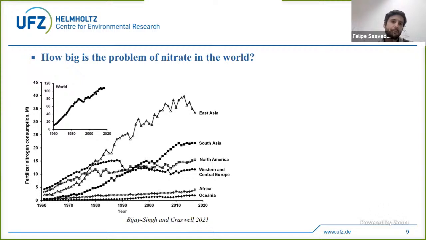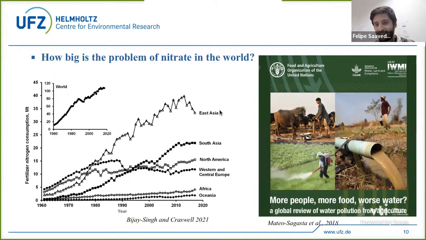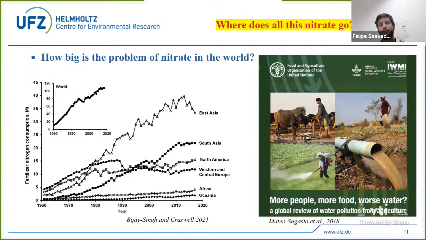So how big is the nitrate problem in the world? Here you see the use of nitrate fertilizer for different continents, and it's not improving. This small plot shows the whole world, and it has only been increasing. Why is it increasing? There's this book from FAO whose title says so much: more people, more food, worse water. We need to feed more people and we need more food, but this generates environmental issues. So in all these decades we have been increasing the input of nitrate to our system, so where does all this nitrate go?